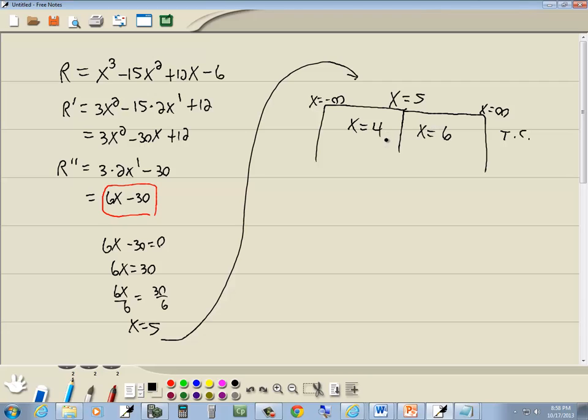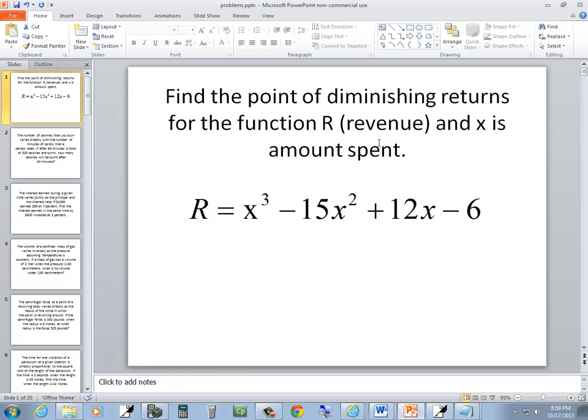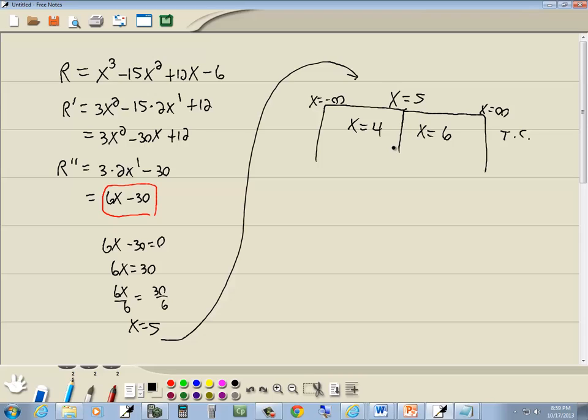Why didn't I put in x equals 0? X is the amount spent, so spending 0 doesn't really make sense for this problem. Now we want to plug those into our second derivative, which is 6x minus 30. So I got 6 times 4 minus 30, and I got 6 times 6 minus 30. 6 times 4 is 24, minus 30 is negative, so this is concave down. 6 times 6 is 36, minus 30 is positive, so this is concave up.